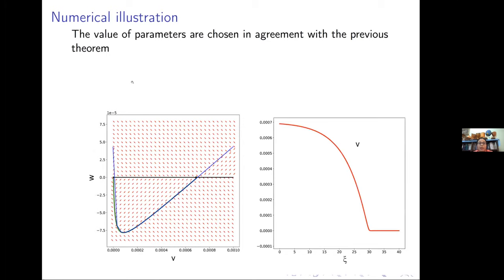And then the numerical simulation. The values of all parameters are chosen in agreement with the previous theorems. All the parameters are positive. In this picture, we can see the trajectory and the connection between the unstable point and the stable point. And in this picture, we show that there exists a traveling wave for schistosomiasis. Like this, it is a traveling wave from the left to the right. This is all of my talk.